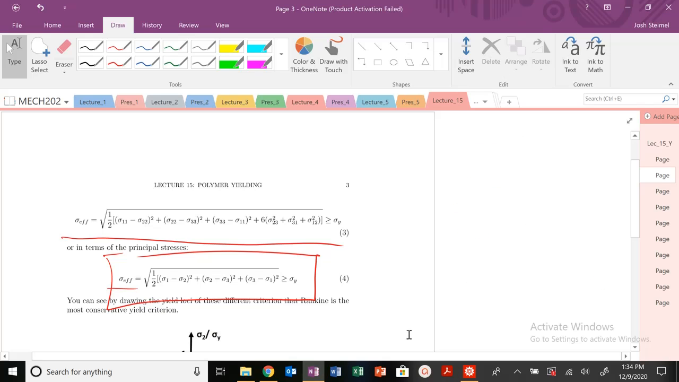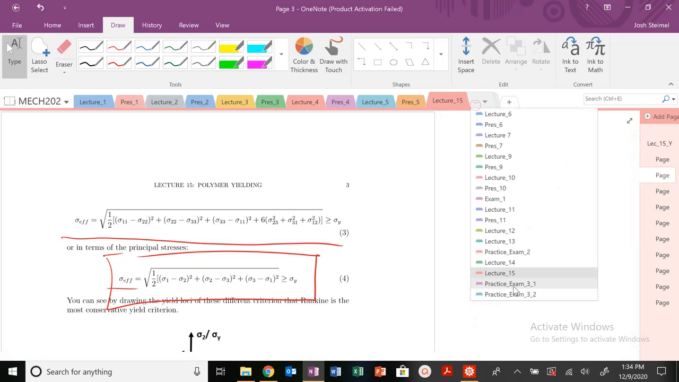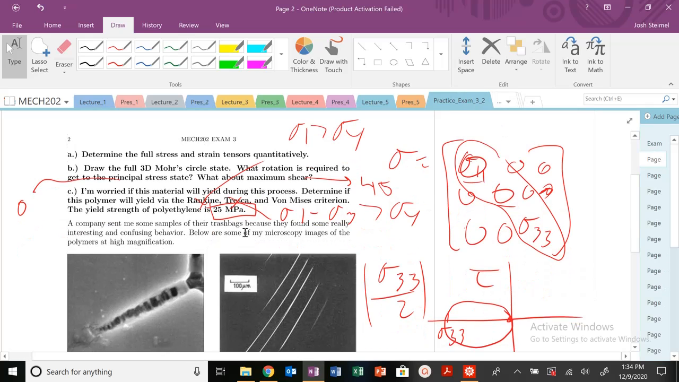We're yielding via everything. Everything's yielding, just like in our last problem. We're always getting these problems where everything yields.